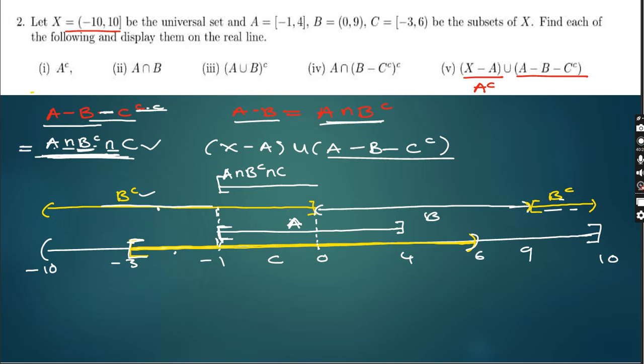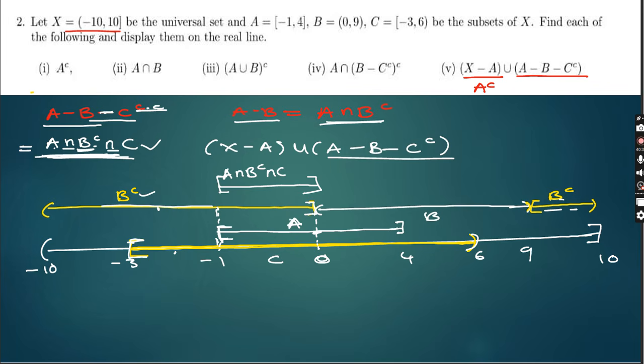As you can see, 0 is also in between set C, so it is part of C. It is also in between set A, so it is part of A. And for B complement, it is part of B complement because of this bracket. So I'm also going to use this bracket.